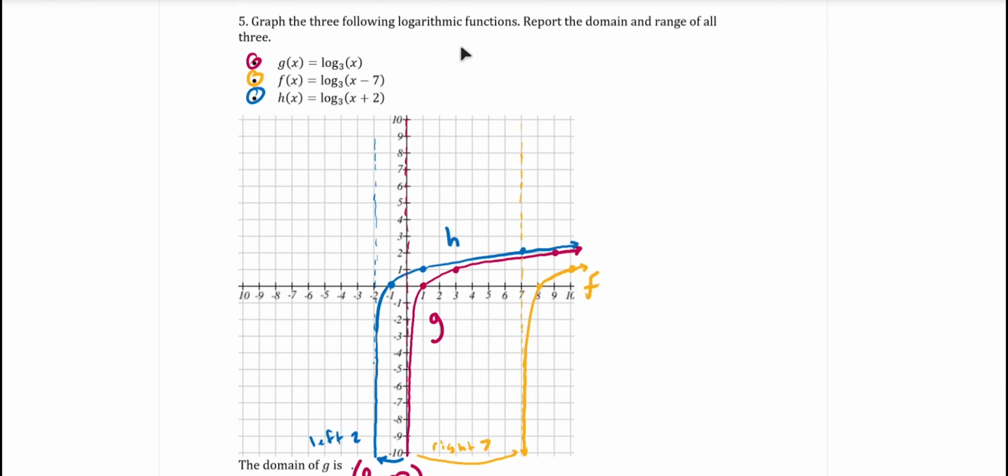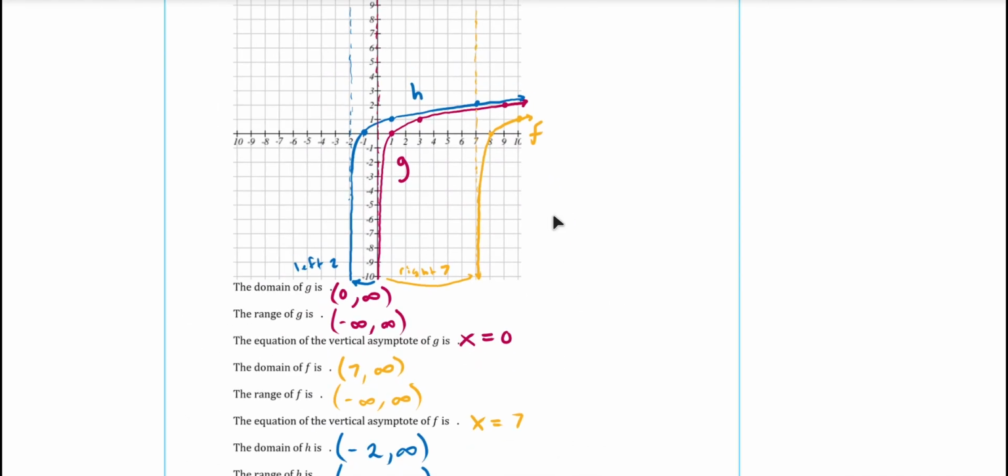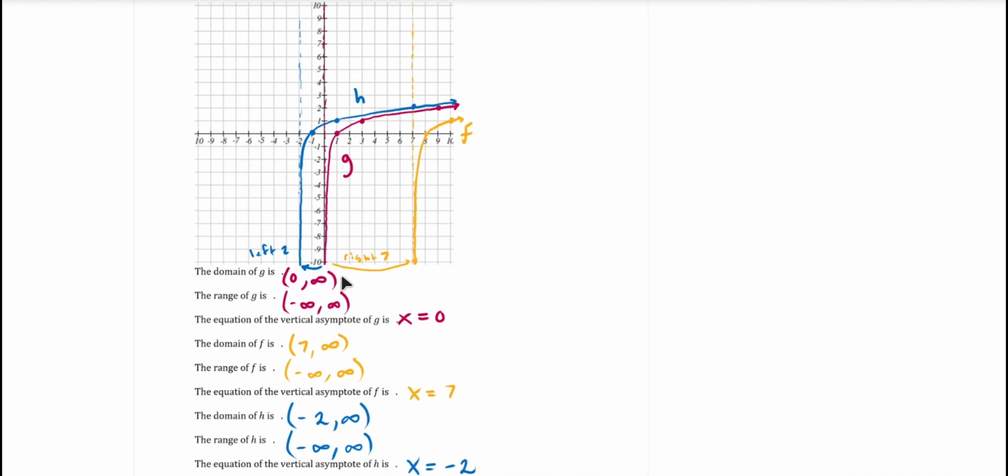On the other hand, for this next one, we can see that we have a parent function. All of them have base 3, and here we have some horizontal transformations. One that's going to shift us to the right by 7, and one that's going to shift us left by 2. So that is going to affect things a little bit, right? My parent function g is going to be of the same domain and range as last time, same vertical asymptote. But now let's take a look at f.